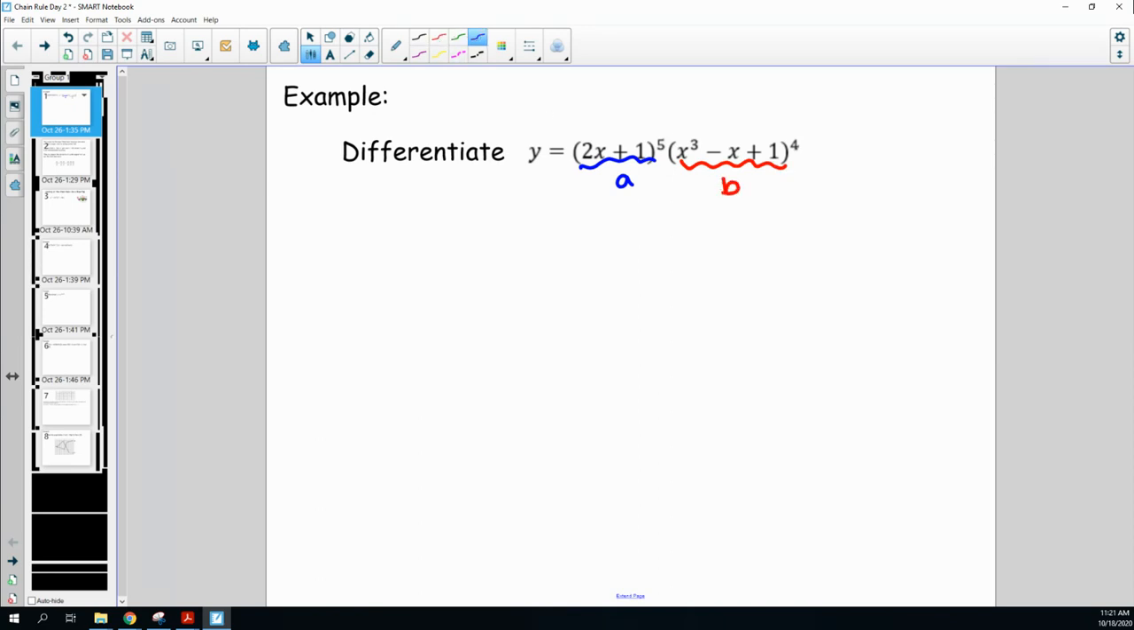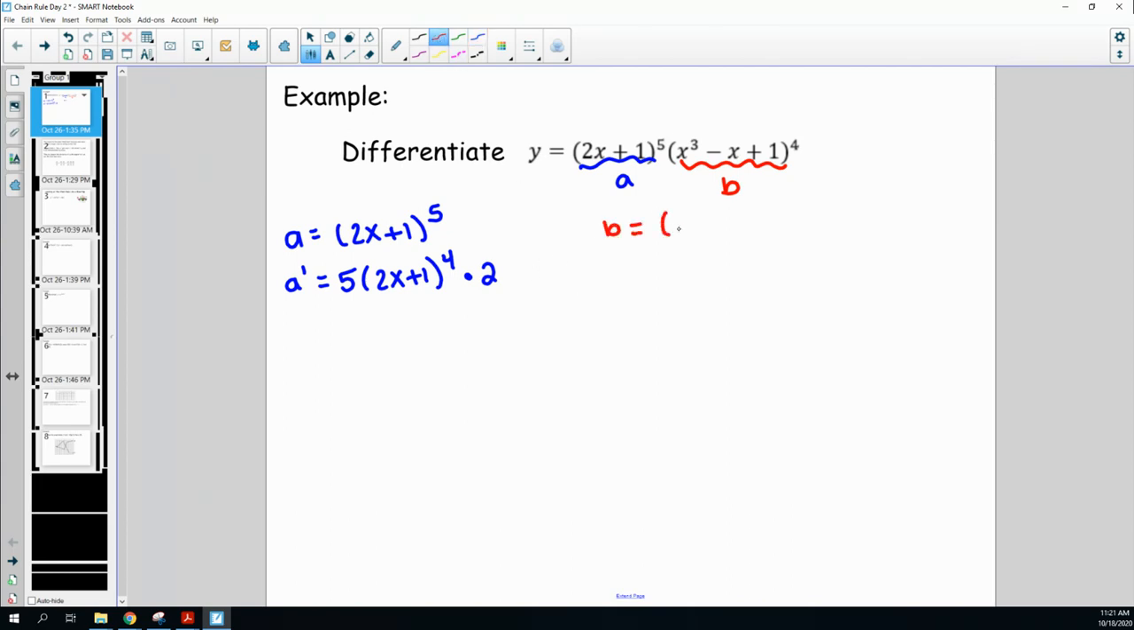So I'm originally going to start by taking each of these and finding their derivatives. So a itself is just the first function, which is (2x + 1)^5. I'm then going to take a prime. So the derivative of a, I need to use the chain rule here because I have a function within a function. So I'm going to do the outer function, which is something to the fifth. So it's going to be 5(2x + 1)^4, times the derivative of the inside, which is 2.